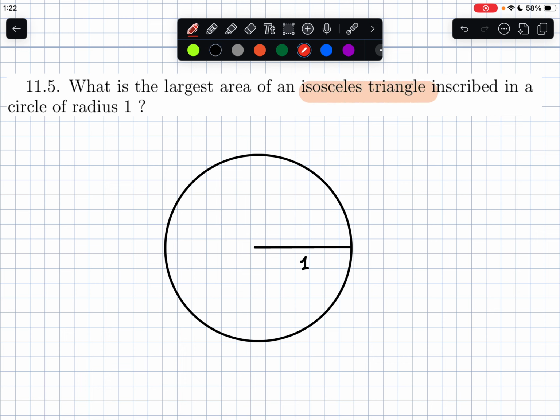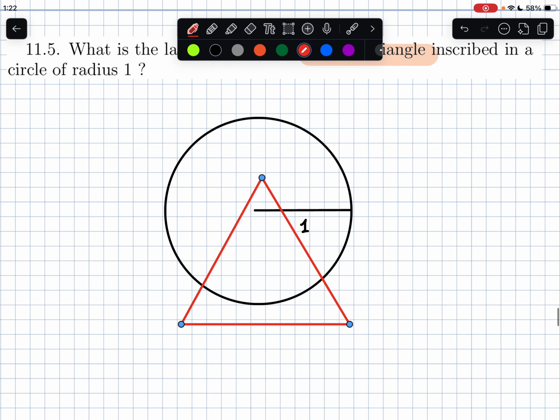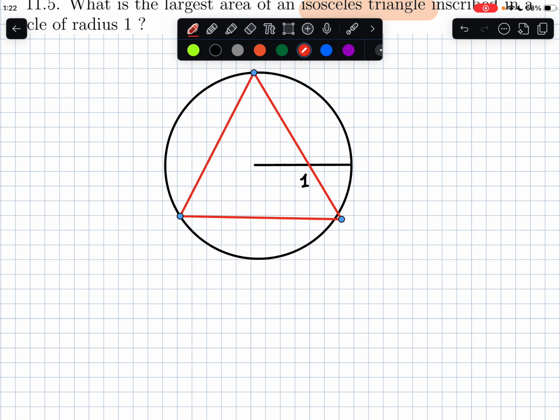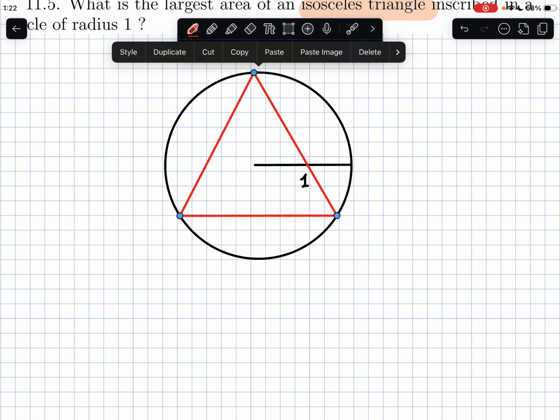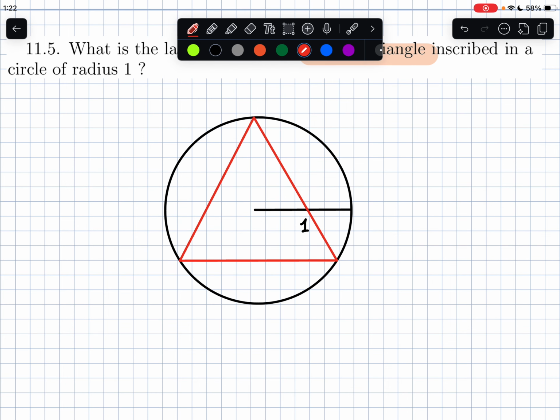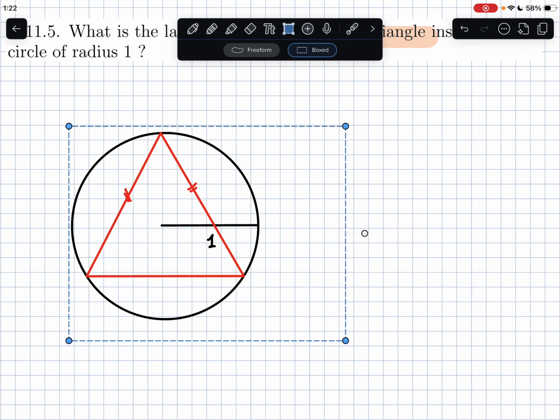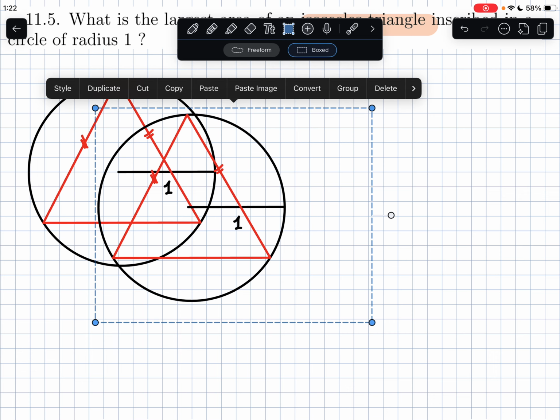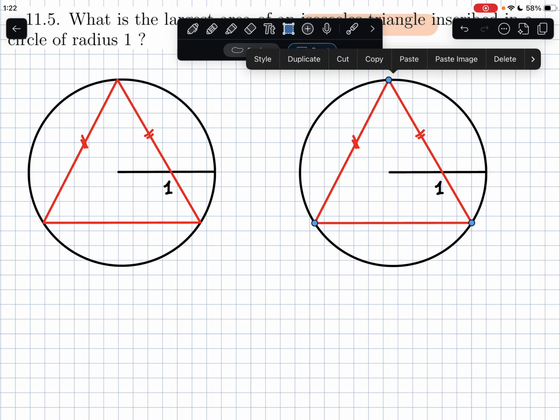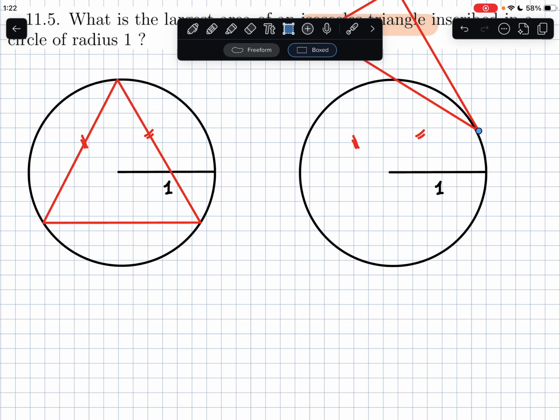Let me draw the triangles. For example, this one, the triangle inside this circle. And you see that it has to be this way. The two lengths are equal. So another case it can happen is if I bring this up here. Say for example here.